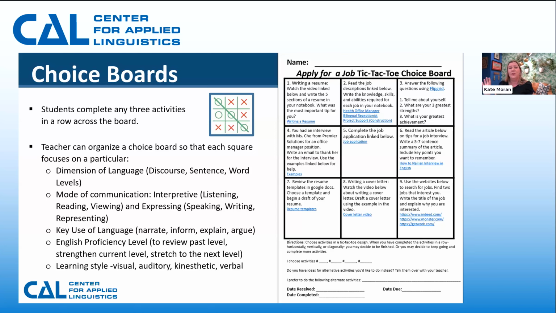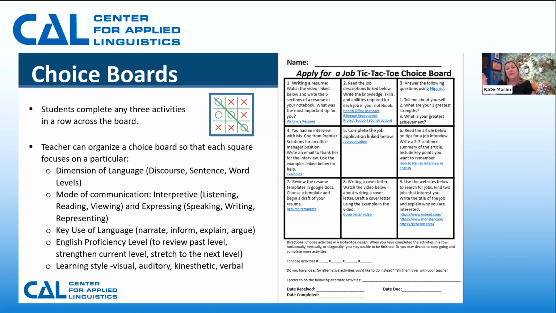So for example, if you look at square 4 on this slide, it's to write an interview thank you note for an interview. And there are some examples that are linked, but you could also provide a frame for the note. So you could provide a paragraph frame or a whole thank you note style frame for students to use, in addition to just the example.